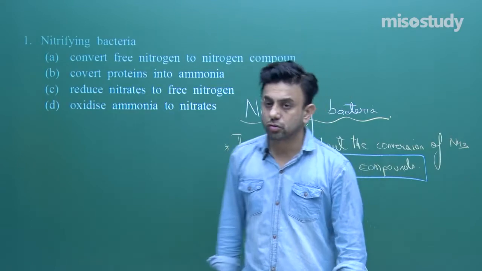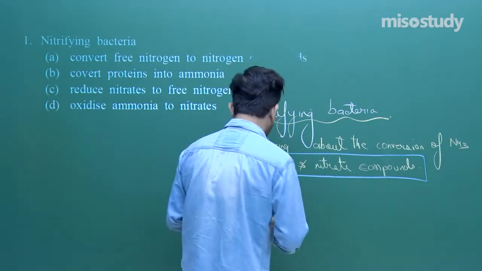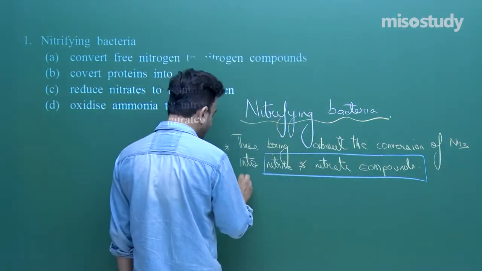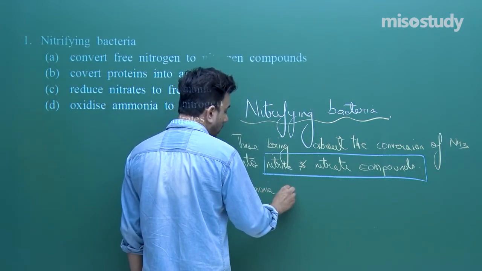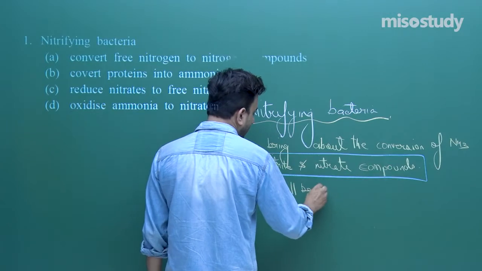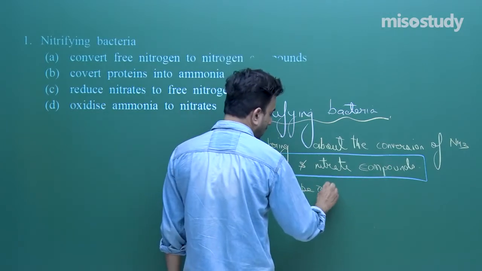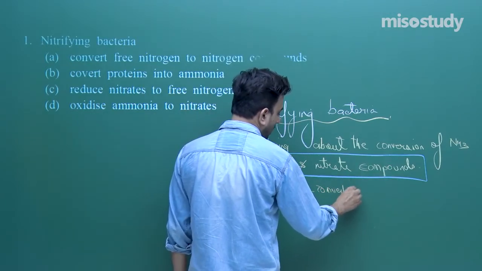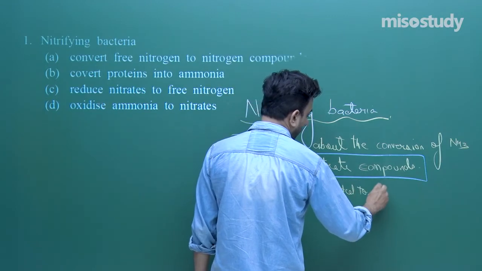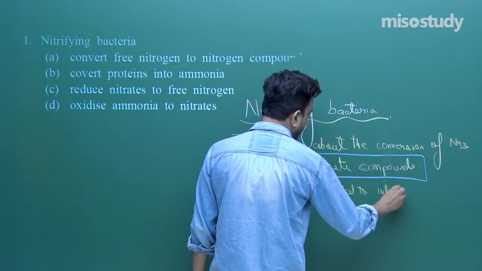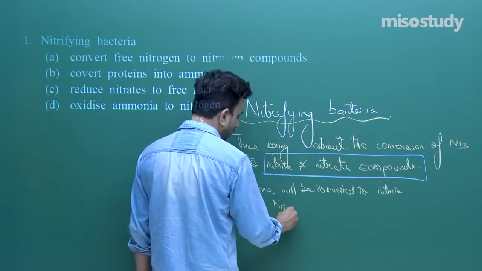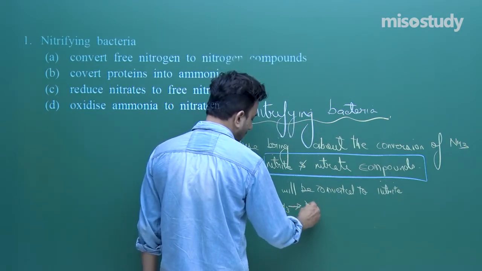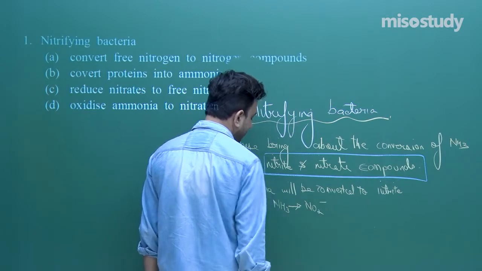convert the free nitrogen. So first of all, what will happen? The ammonia will be converted to nitrite. That is, NH3 will form into NO2 minus.